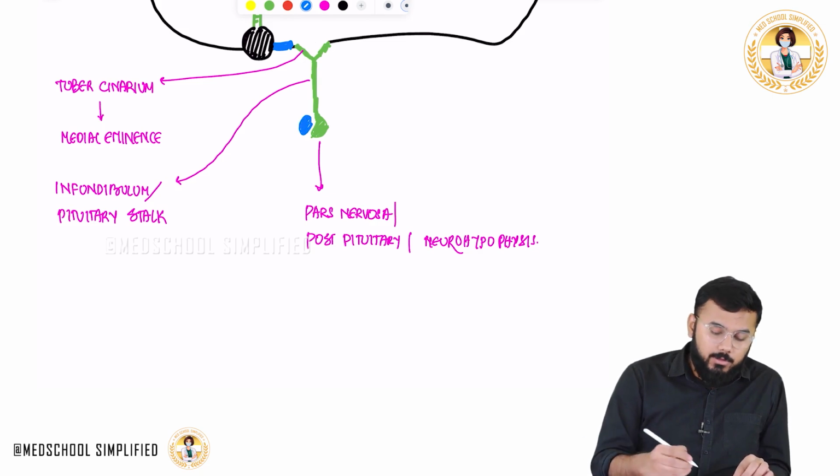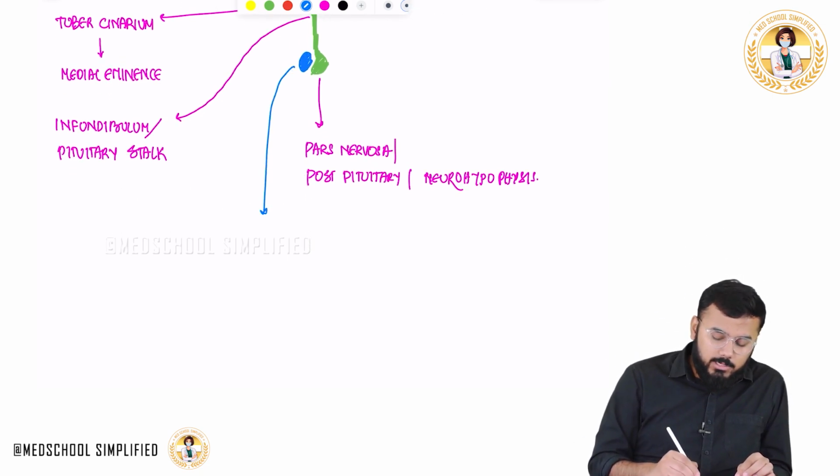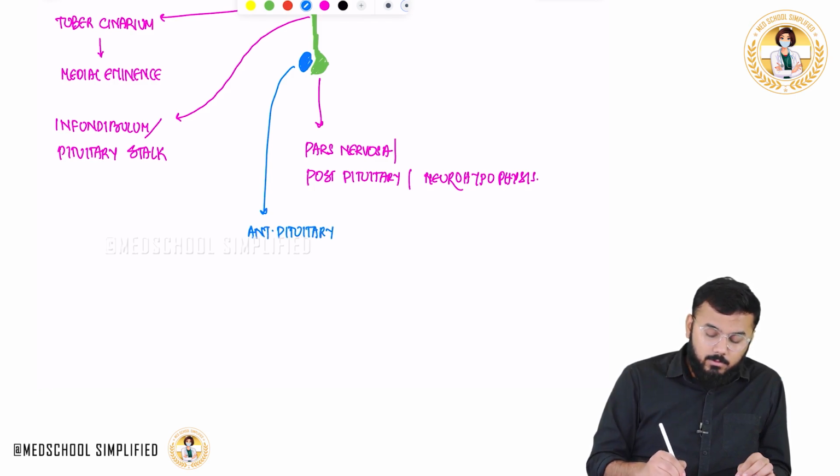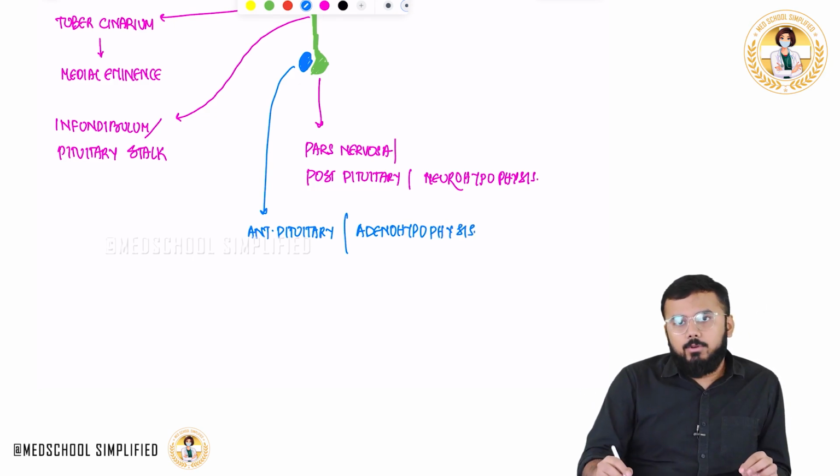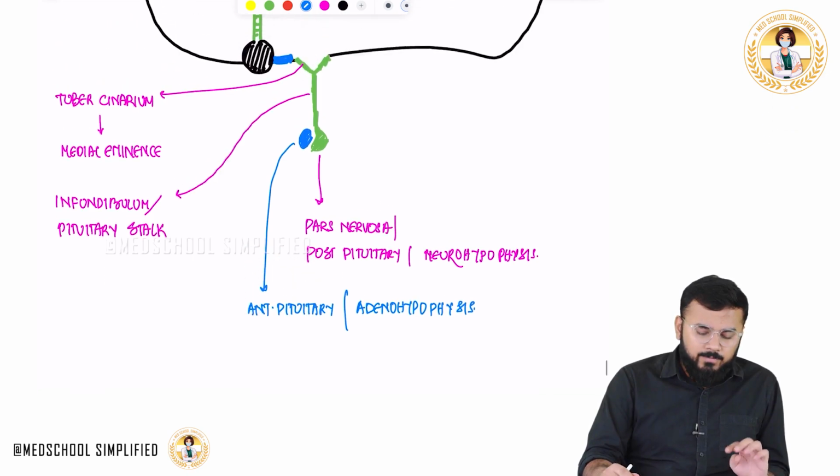anterior pituitary. So this structure over here is called the anterior pituitary, or adenohypophysis. Anterior pituitary or adenohypophysis.